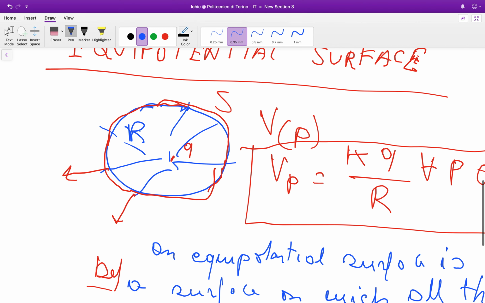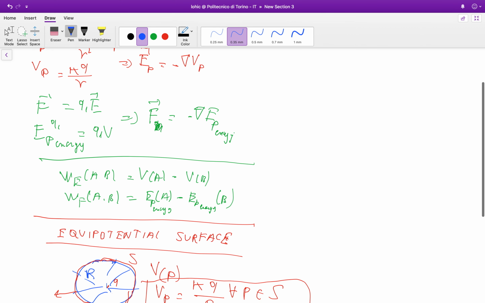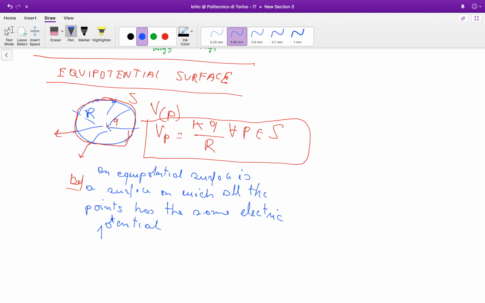Okay, so if the field is created by a single charge, the equipotential surfaces are spheres, yes or no? They are spheres if the field is created by a single charge. Any doubt about the potentials and the related stuff? Okay, nice.